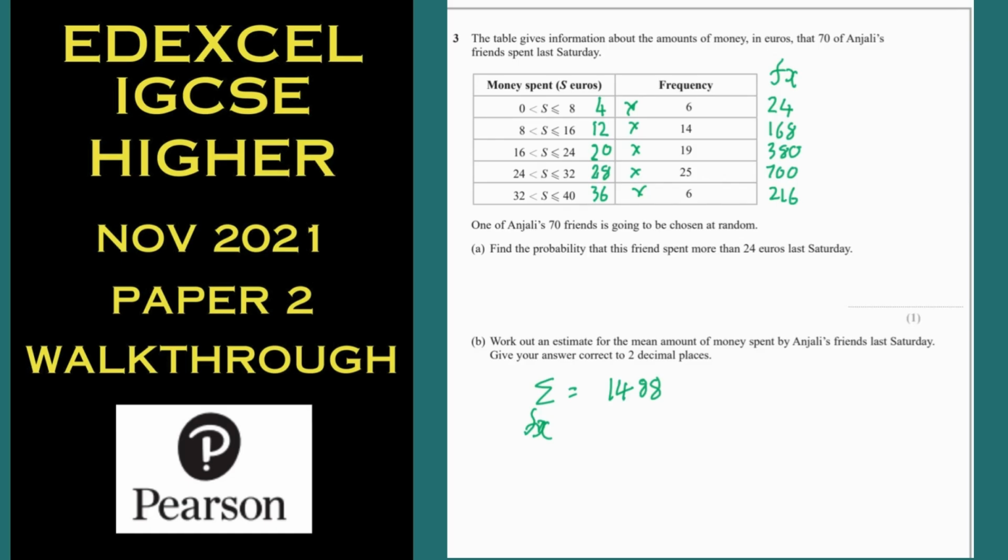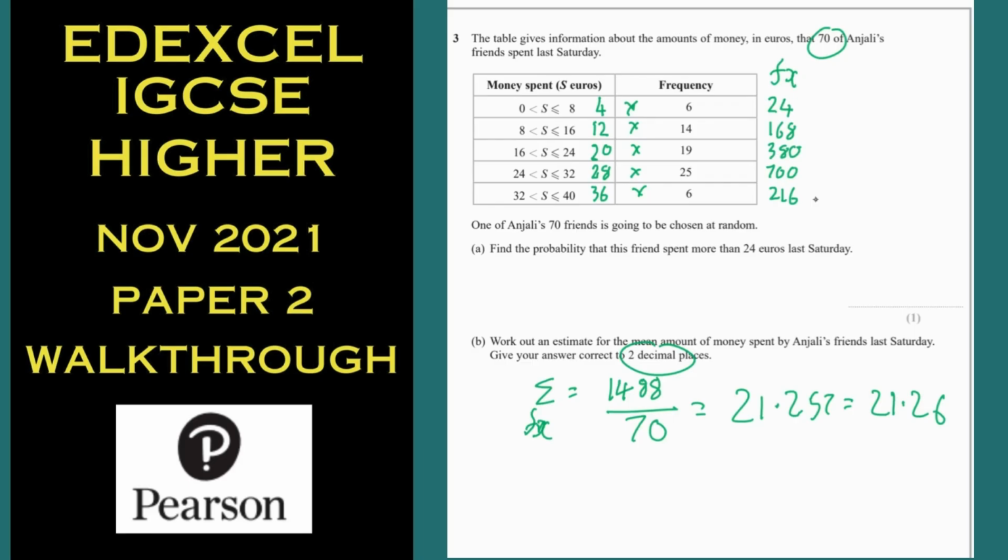1,488. That then needs dividing. Number of times students think it's divided by 5. No. Divide by the total, the sigma f, whatever you call it, and we get 21.257. And to do as you're told, that's 21.26. I'll go back now and do A.